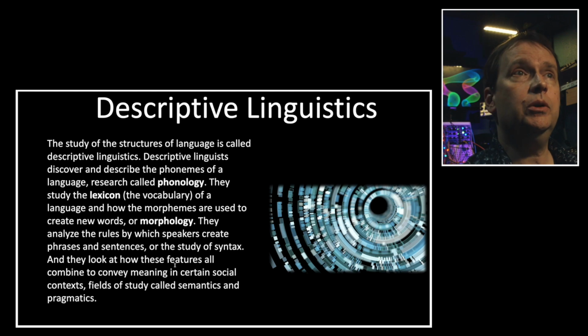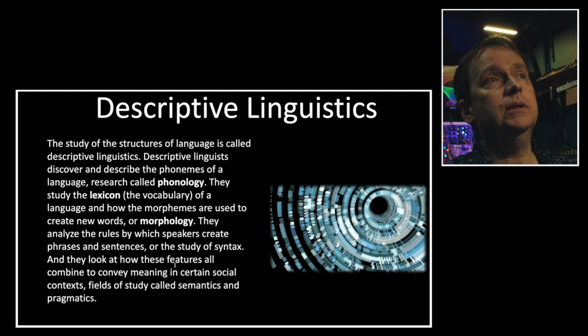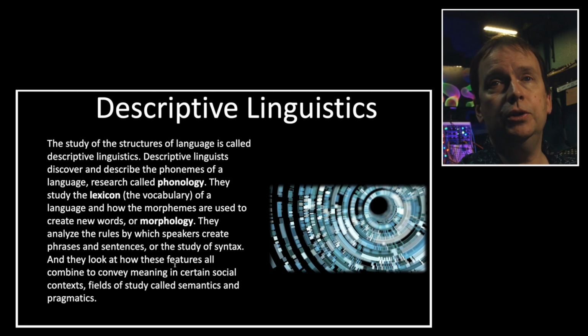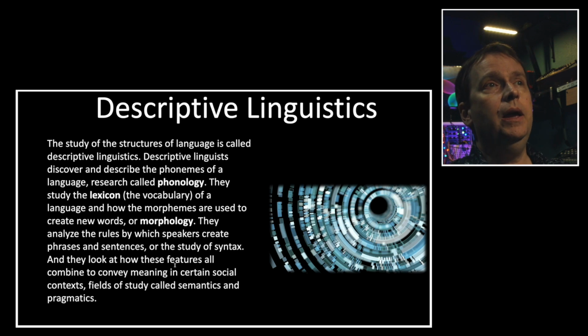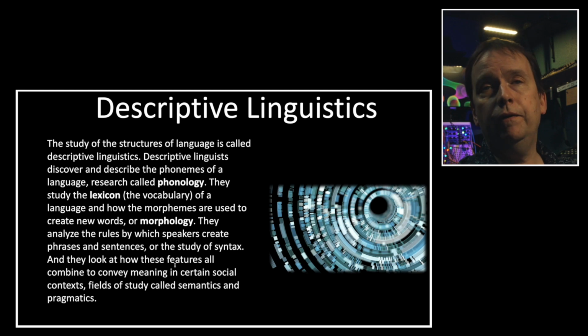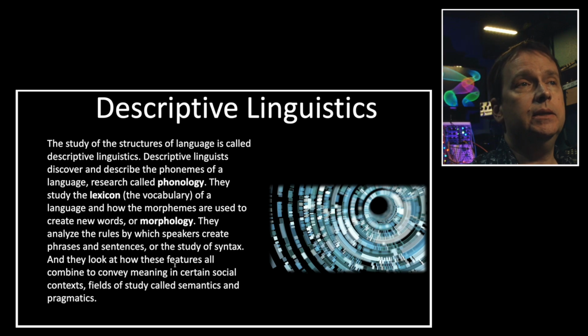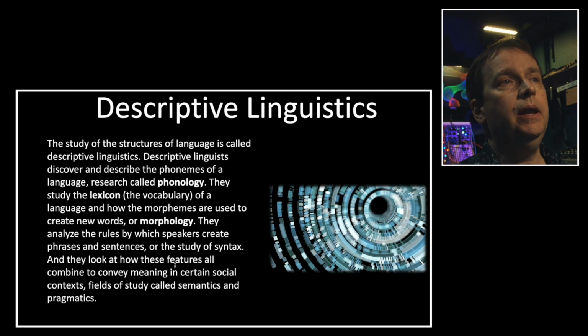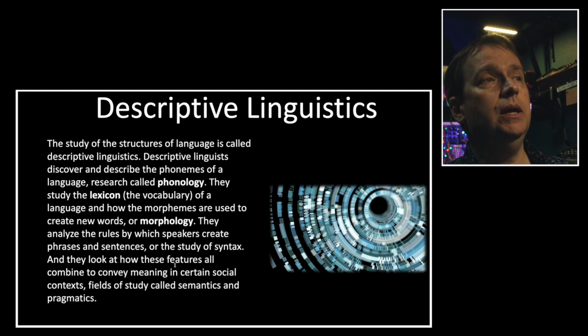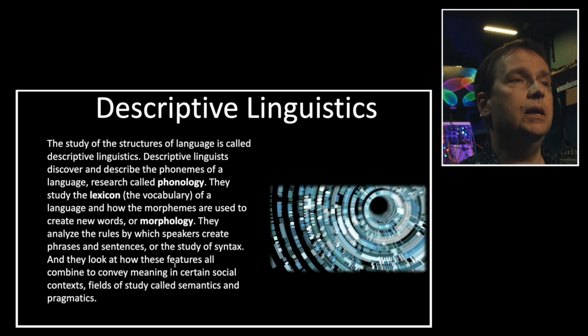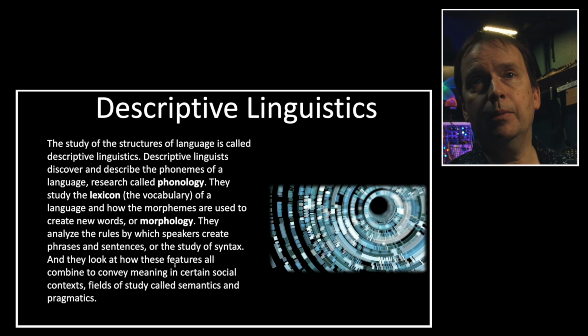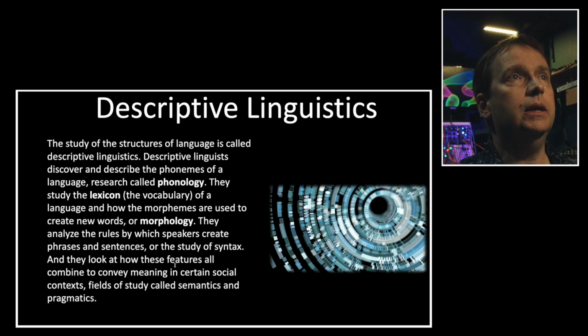Now we talk about descriptive linguistics, and descriptive linguistics studies the phonemes of a language. We call that phonology, and they can also study the lexicon or vocabulary of a language to know how the morphemes, or those units of meaning, are used to create new words, or what we call morphology. They analyze the rules by which speakers create phrases and sentences, or what we call syntax, and they look at how these features all combine to convey meaning in certain social fields or contexts, and we call that semantics and pragmatics, and we'll talk about those terms here in a second.